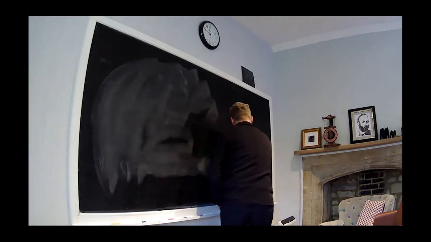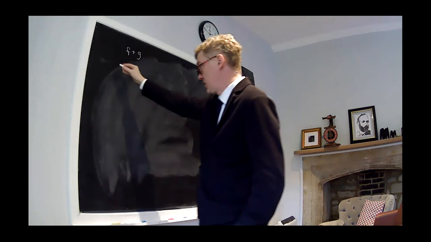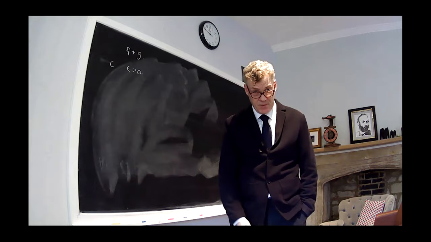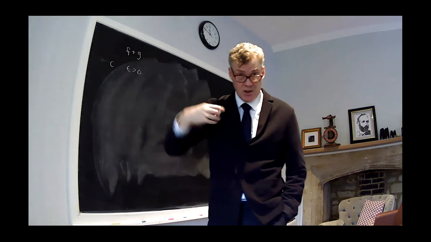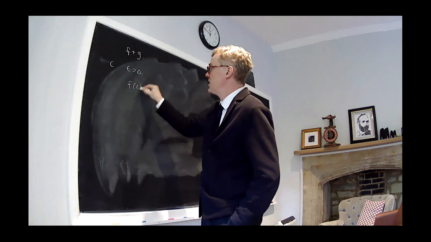I'm looking at the function f plus g, and in order to argue that this function is continuous, we need to win the continuity game. So someone gives us a point c and a positive epsilon, and I need to find a delta so that if x is within delta of c, then this function applied to x will be within epsilon of f of c plus g of c.